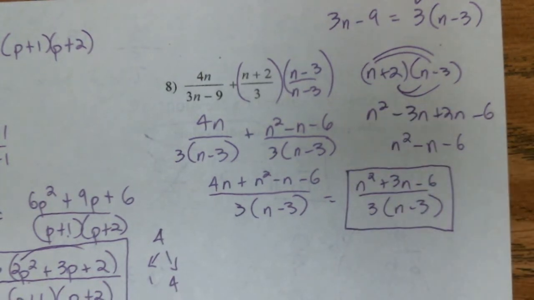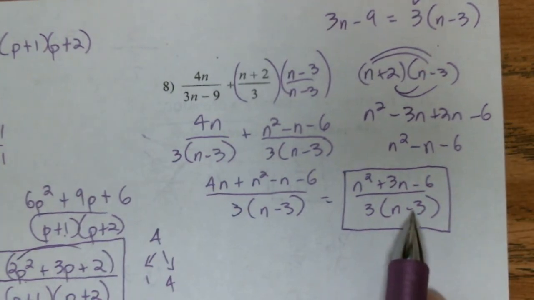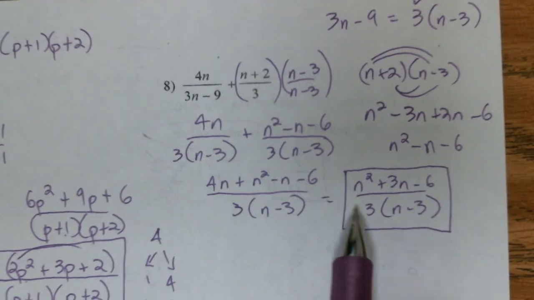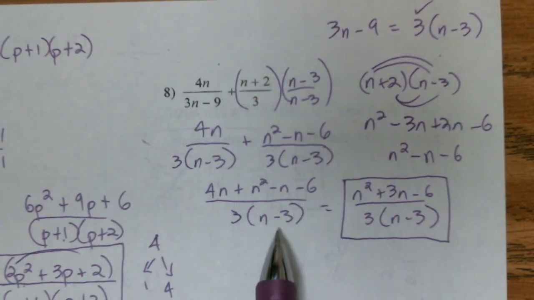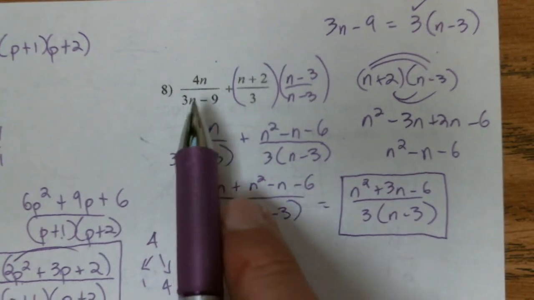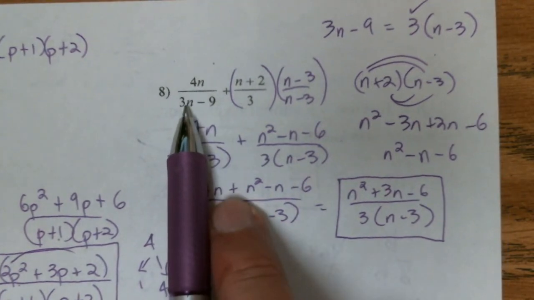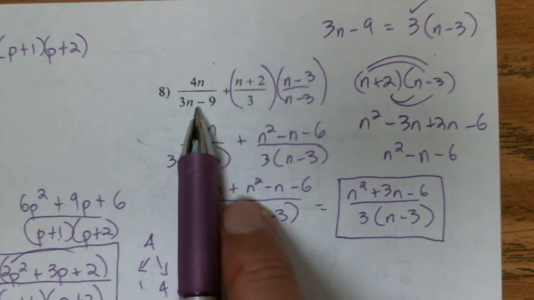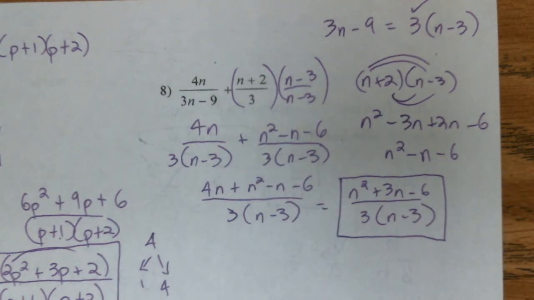Okay, what if I ask you for EVs in this one? My final answer, I would have an EV of what? 3, right? Because that gives me a 0 in the denominator. What about any point during the rest of the problem? 3, 3, 3. What if I plug in a 3 right here? 3 times 3 is 9. 9 minus 9 is 0. So the only EV in this case would be 3.